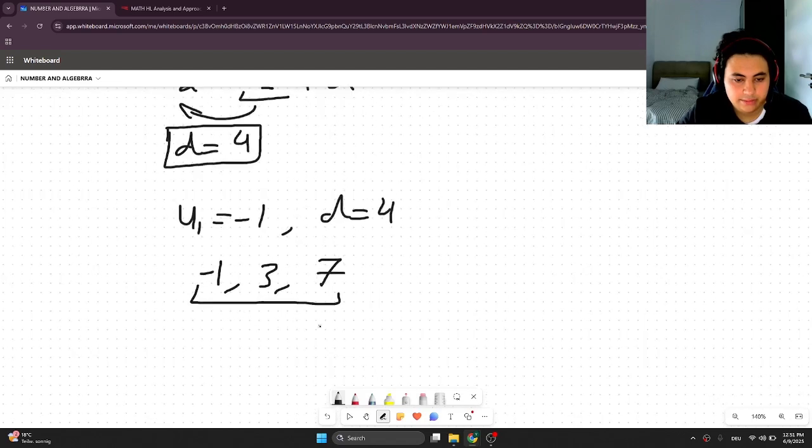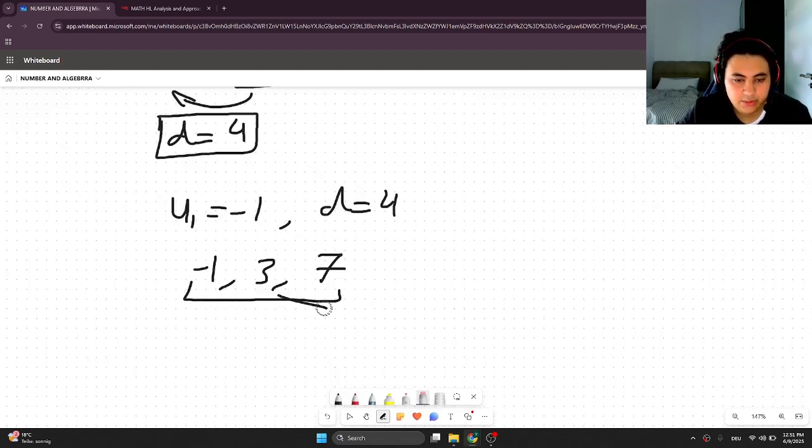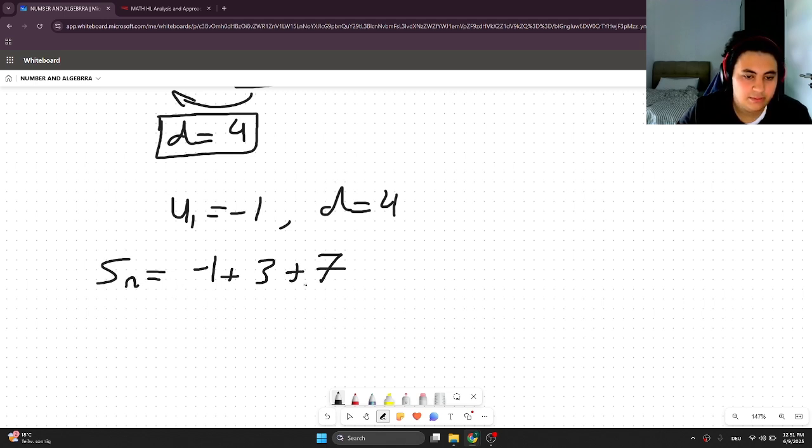Oh, sorry, hold on. I made a mistake. It's not supposed to be a sequence, it's supposed to be a series. So Sn is equal to -1 plus 3 plus 7 plus, and it's ongoing. Okay, good. That's that question.